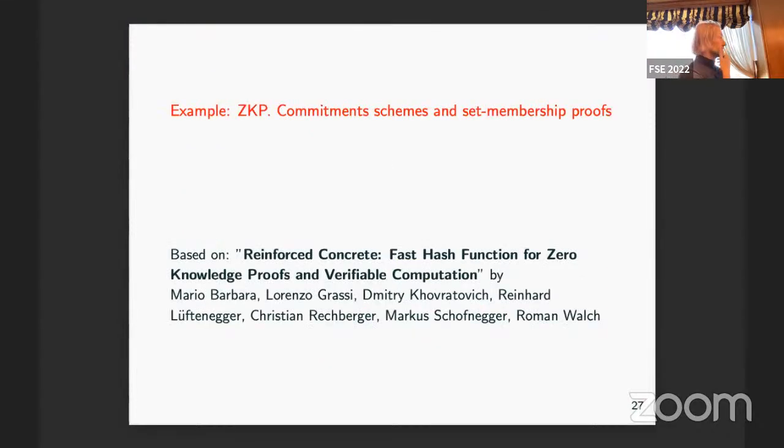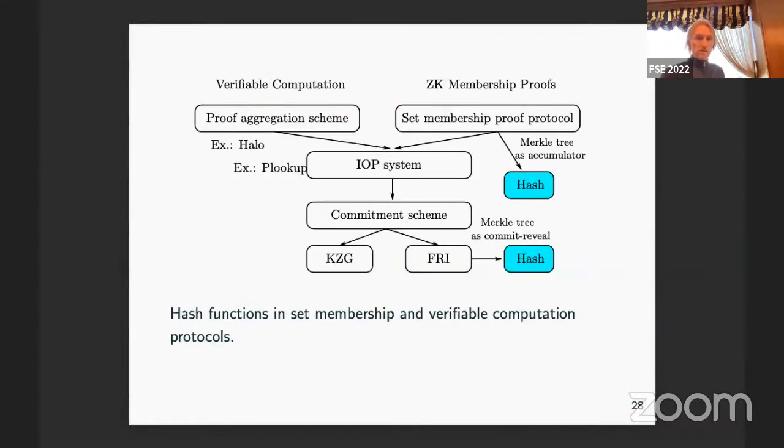So last but not least, let me mention one more use case in the area of zero knowledge proofs. That's the example I gave at the beginning, where we always want to prove knowledge of a preimage of a hash function. This is again largely high level, but also based on some very recent work mentioned here. So there's at least two use cases of hash functions in such proof systems.